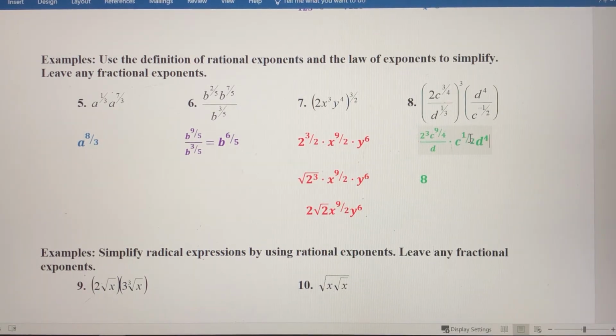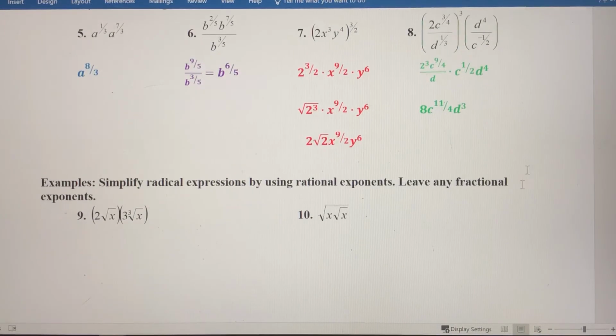So we would change this to 2/4, and 2/4 plus 9/4 is 11/4. So c to the 11/4. Now, this d to the 4th is in the numerator and this d to the 1st is in the denominator, so I can subtract those exponents. 4 minus 1 is 3. So d cubed. That's my answer for number 8.